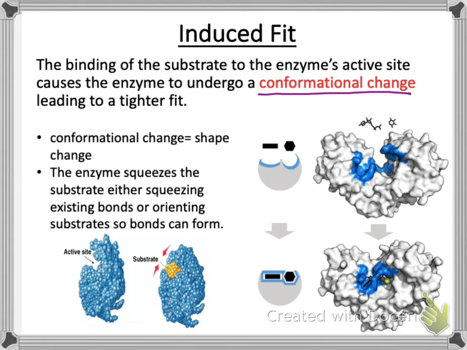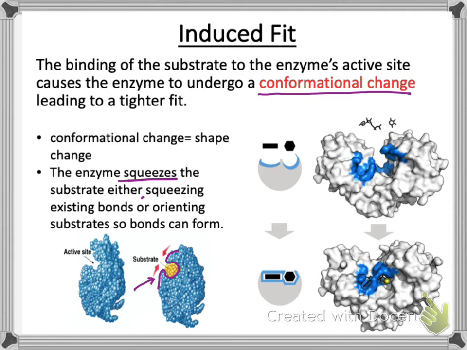I like to think of it as a squeezing. The enzyme is going to squeeze the substrate, either squeezing and putting strain on existing bonds, in the case of digestion. So you can see here, here's our enzyme with our active site. When the substrate binds, you can see that the enzyme almost begins to wrap around that substrate. It's squeezing it, okay? And so it's squeezing existing bonds so that products can be made.